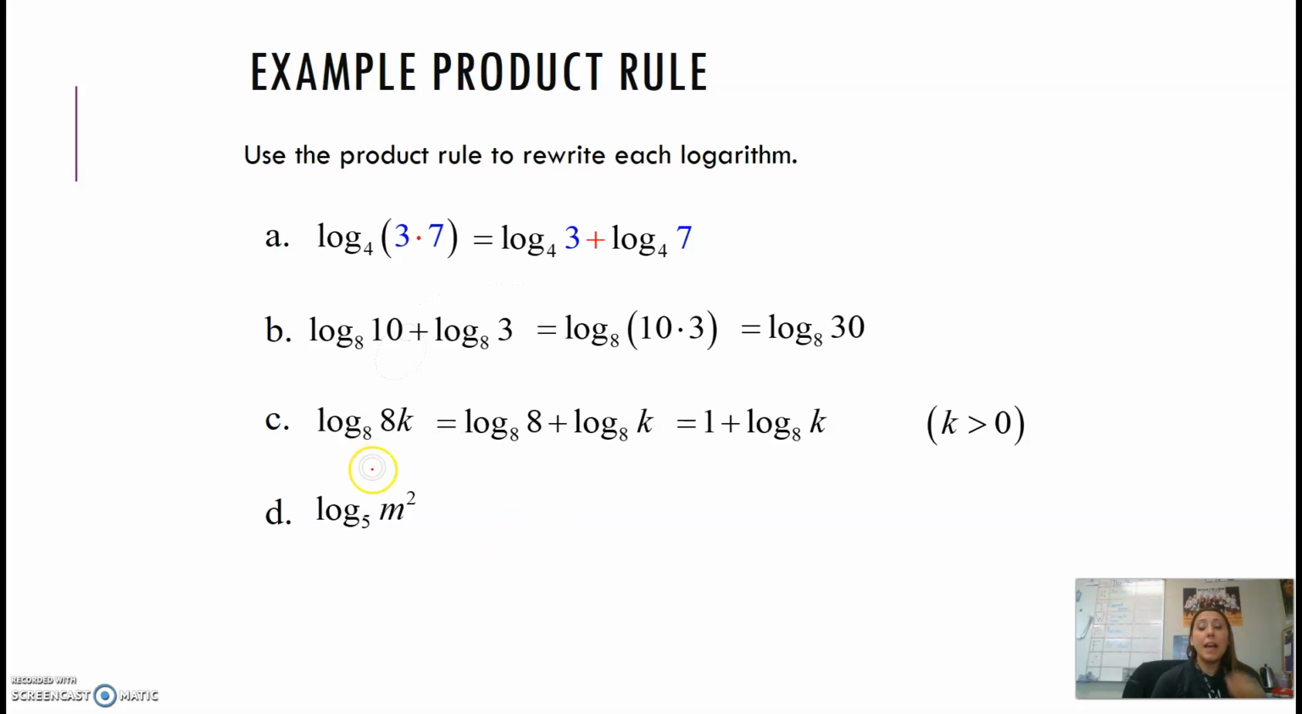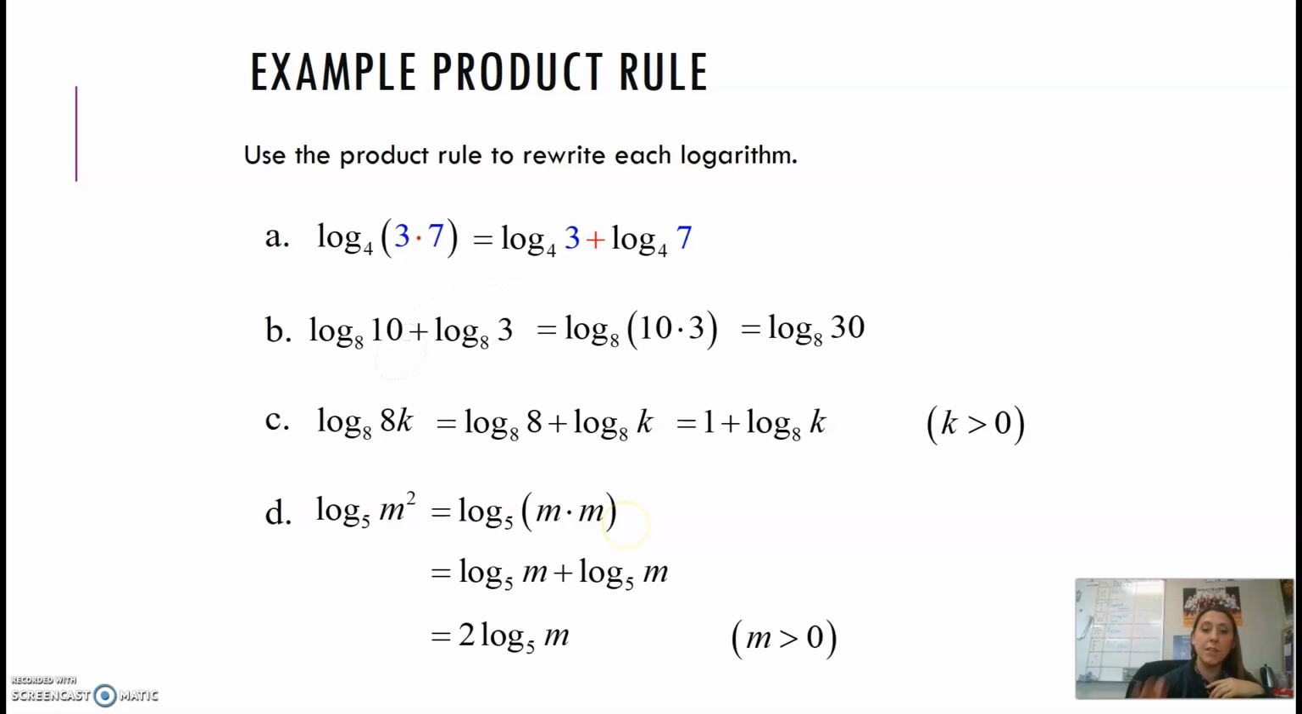Because this is a review, we already know the power rule, but I'm going to show you why the power rule works. So if we have log base 5 of m squared, I can rewrite that as log base 5 of m times m, which would be log base 5 of m plus log base 5 of m, but these are identical, and it means that there's 2 of them, so then I'm going to have 2 log base 5 of m. So again, if you already know the power rule, you would take that and throw it up front, but this is why it works.